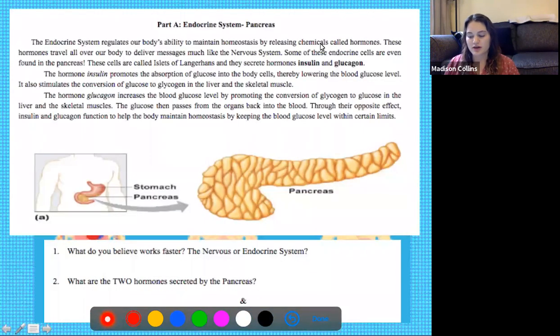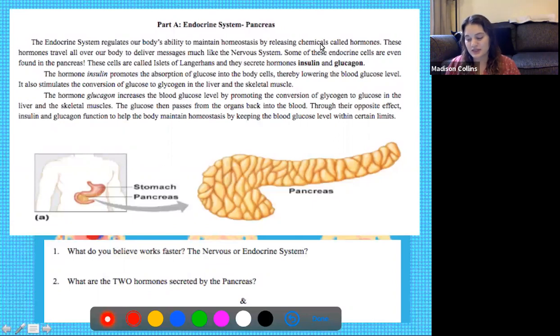Which leads us to part A. We're going to read some more about the endocrine system, specifically the pancreas. Okay, so this is an extension of what we learned yesterday. We're reviewing those high points that we went over. Right, as always, we're going to annotate this passage as we move through it, highlighting any important words or phrases that will help us answer the questions.